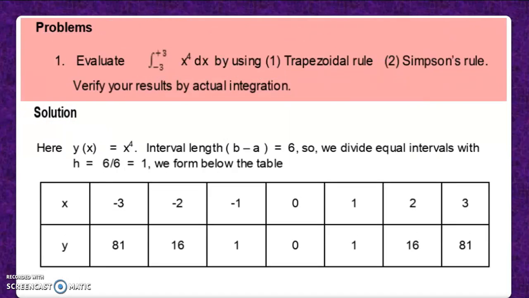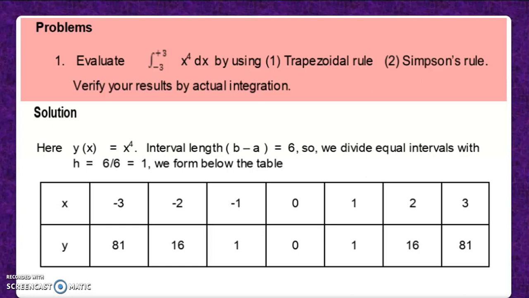Now we will take up one problem where we evaluate integration from minus 3 to plus 3 x power 4 dx by using the trapezoidal rule and Simpson's rule, and verify the results by actual integration. First of all, the function is y of x equal to x power 4. The length of the interval is upper limit minus lower limit, that is 3 minus of minus 3, that is 6. We are going to apply both the trapezoidal rule and Simpson's rule.